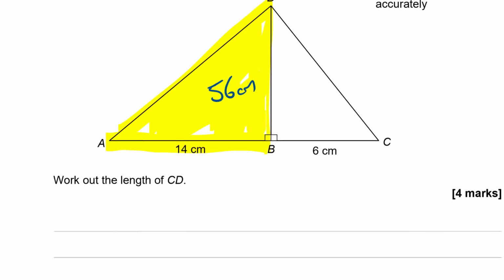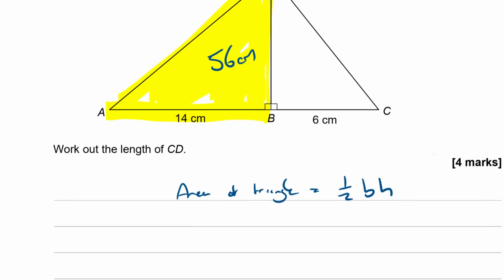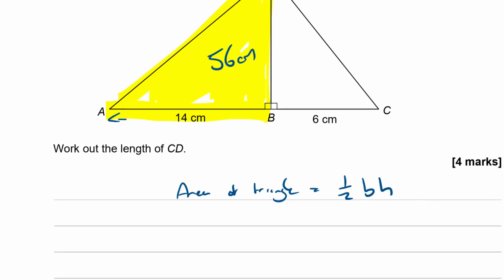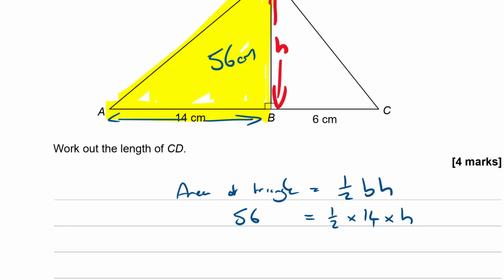Now we know that the area of a triangle is half its base times its height. So area of triangle is half base times height. So we know that the baseline of this triangle is 14, but we don't know the height. Let's call the height h. So then my area of my triangle, which I already know is 56, is going to be a half times my base, which is 14, times my value of h, which I'm actually trying to find.